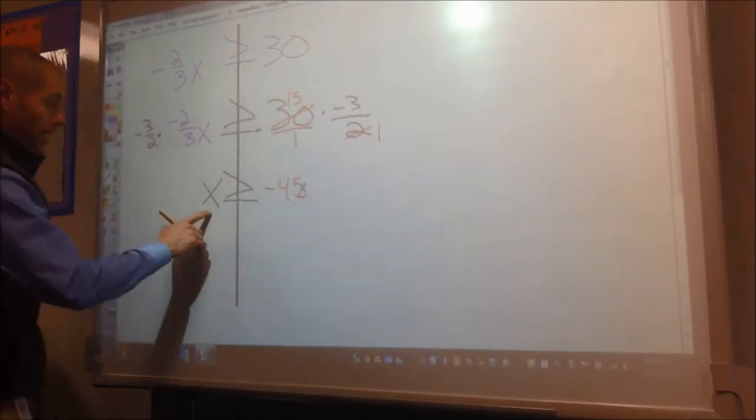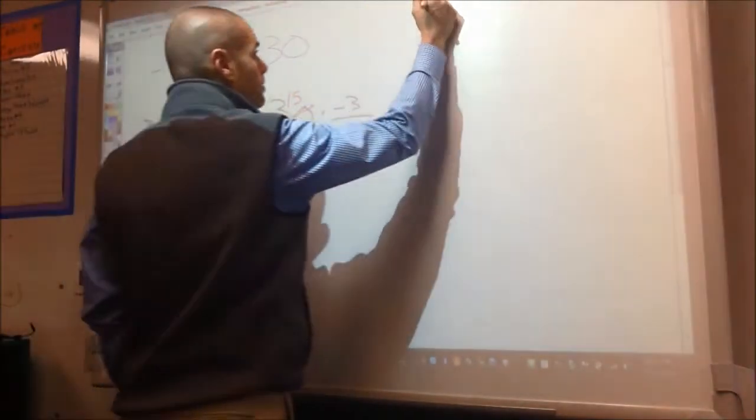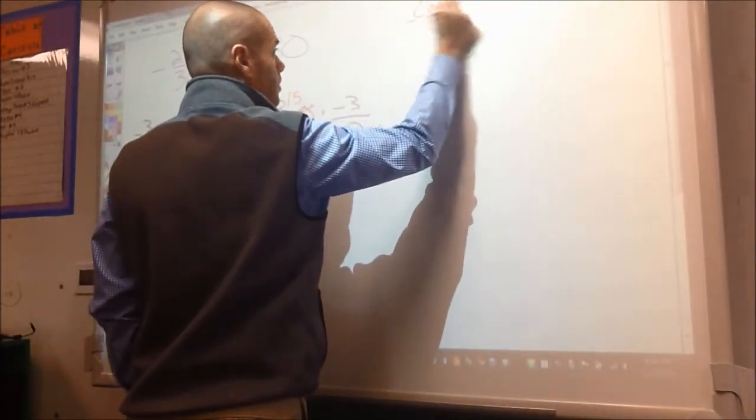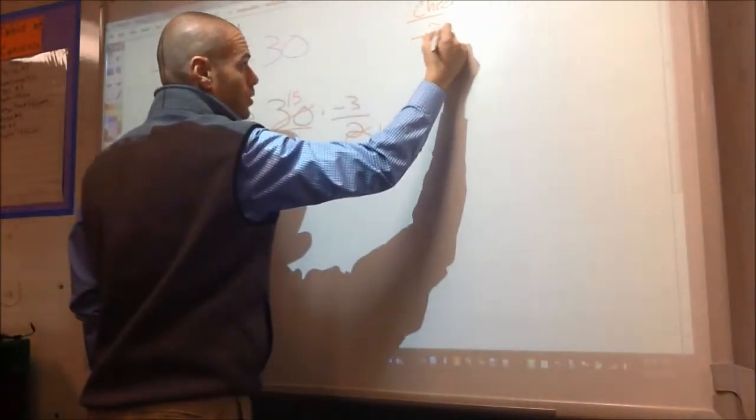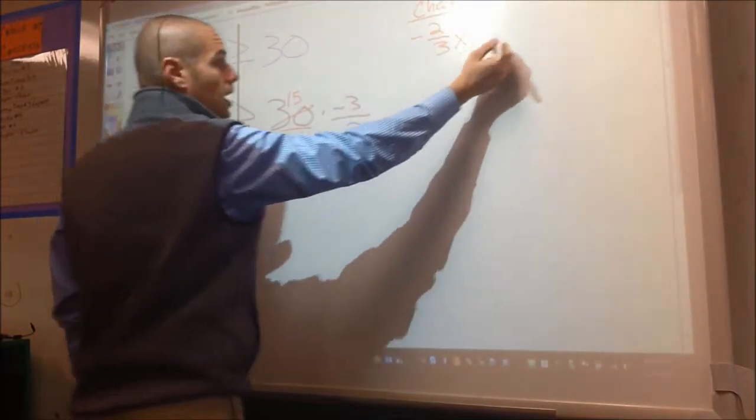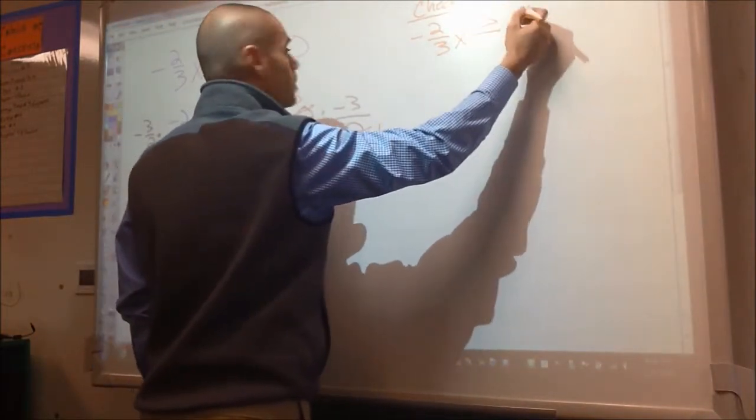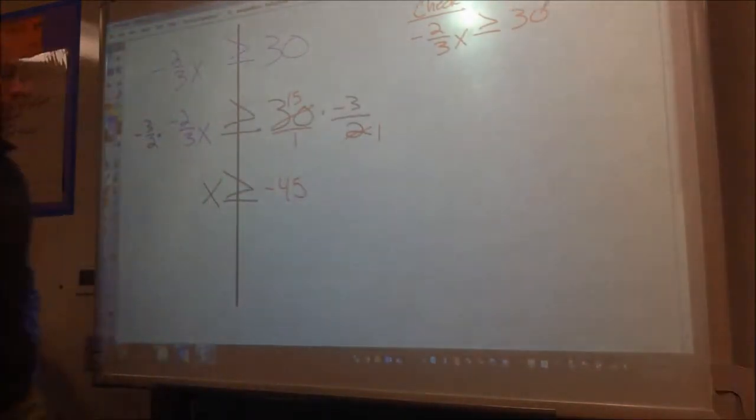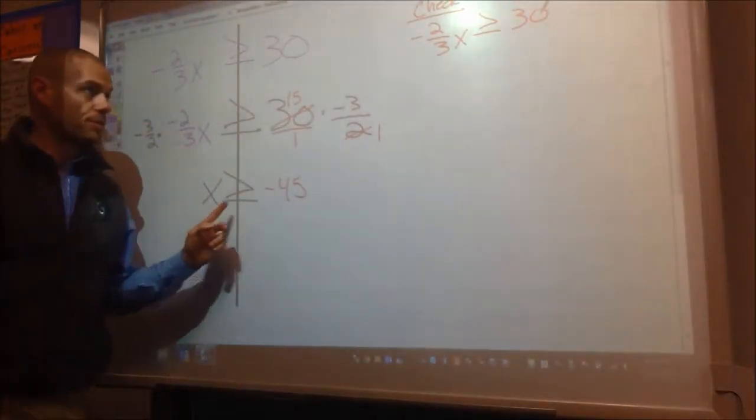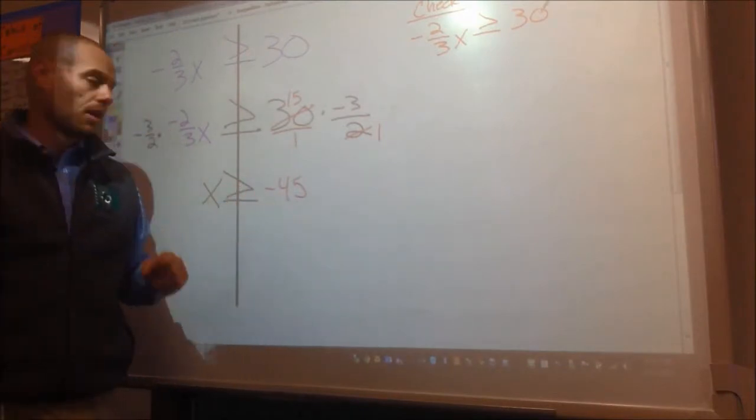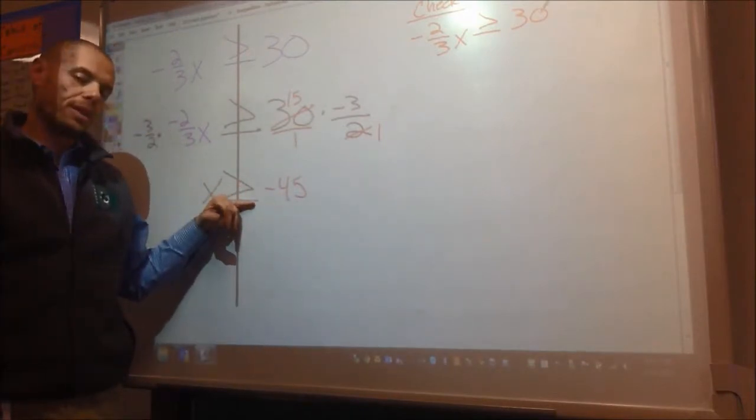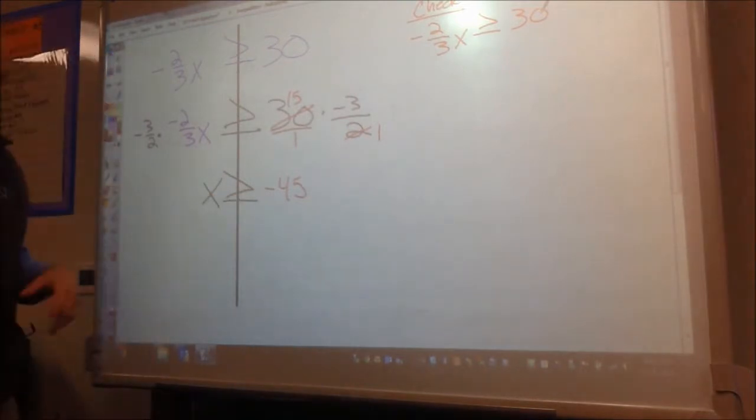I think this is a possibility. So I'm going to check it right now. I write the original inequality down. So I have negative 2/3x is greater than or equal to 30. I want to substitute x for any number that is greater than or equal to negative 45. Well, I'm going to stay away from the equals right now. I'm going to go with the greater than. So the number that's greater than negative 45 is 10.